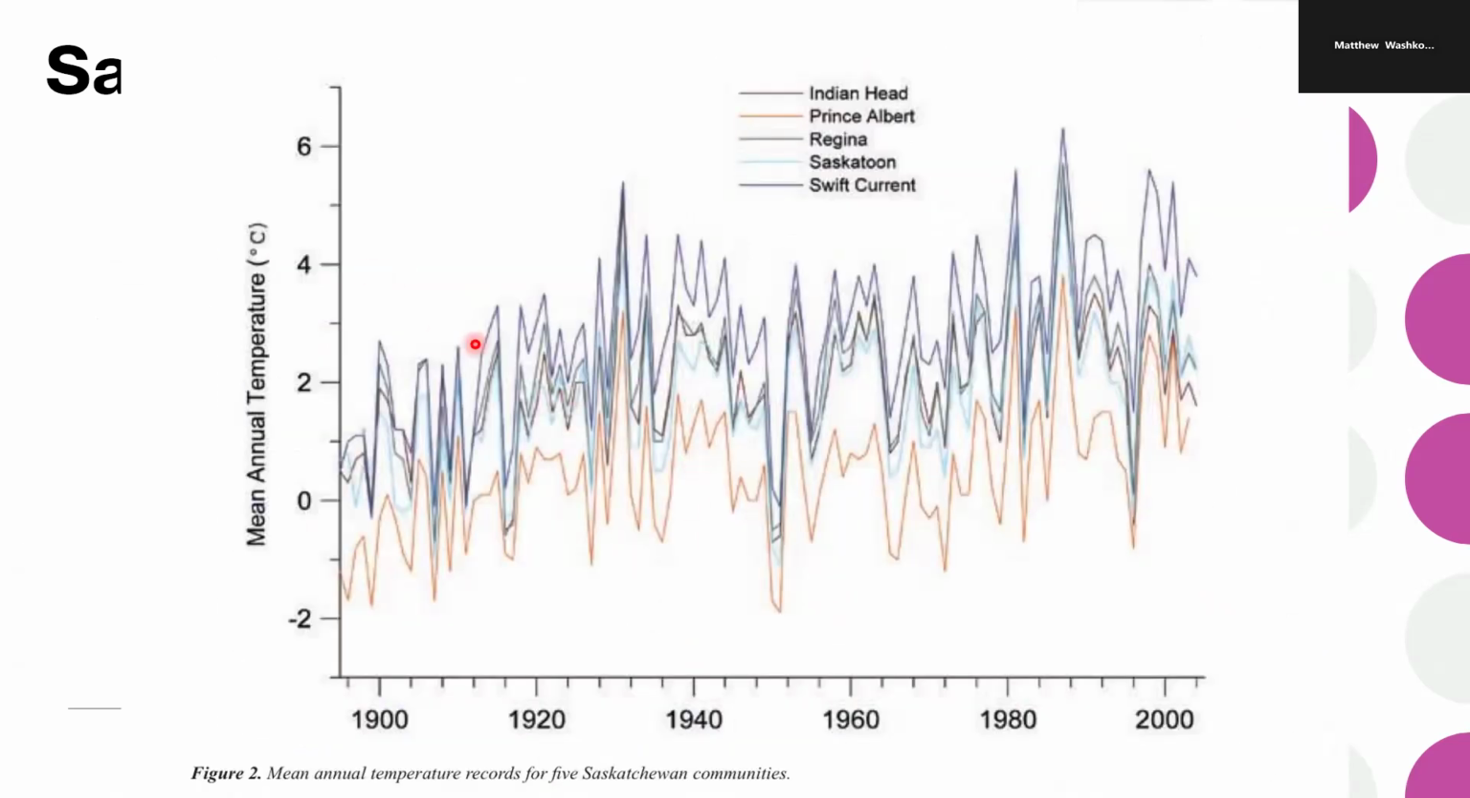Now, it's kind of hard to see from your perspective, but this is in one of the articles you read, and this is the annual average temperature records for 5 different communities. We have Indian Head, Prince Albert, Regina, Saskatoon, and Swift Current. It's looking at how their trends have changed. For example, Prince Albert, in the orange here, is consistently cooler than something like Swift Current or Regina.